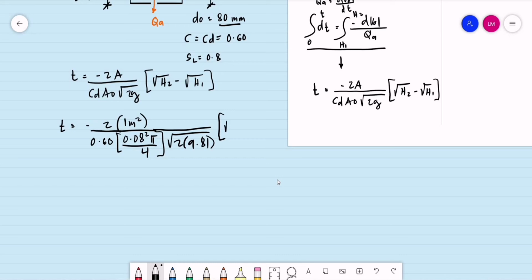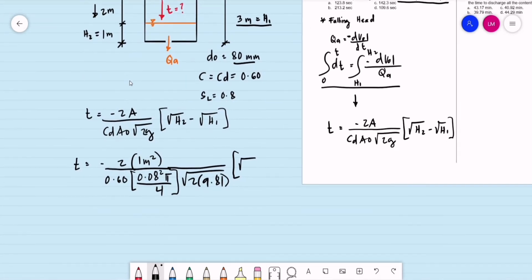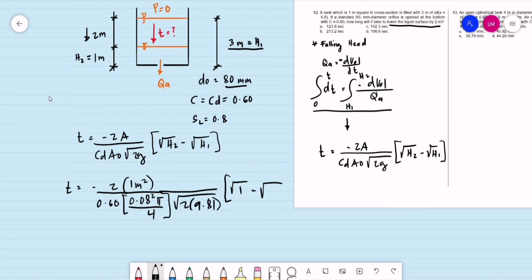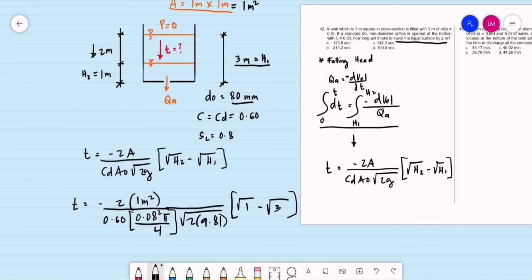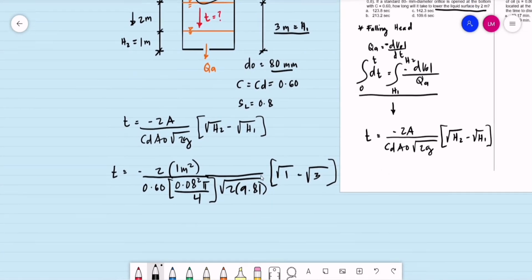I-multiply natin ito sa the square root of the final head, yung final na height ng liquid, that is 1 meter, minus the square root of the initial height ng liquid above the orifice, that is 3 meters. Wala namang pressure na given sa liquid surface. So, take note, kailangan nyo rin i-observe yun just in case may given.